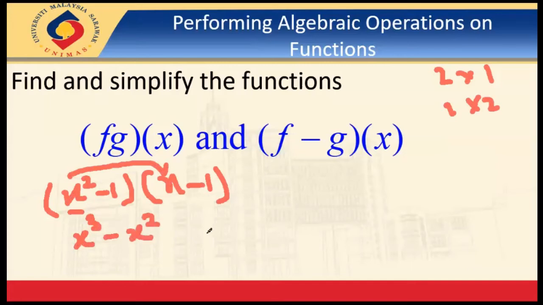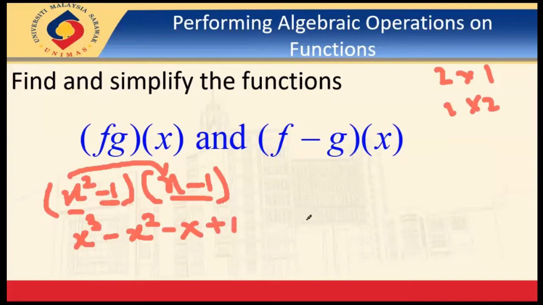And minus 1 times x is minus x. This time we are multiplying the minus with these two factors. Minus 1 times x is minus x, and minus 1 times minus 1 equals plus 1. Okay, very good.